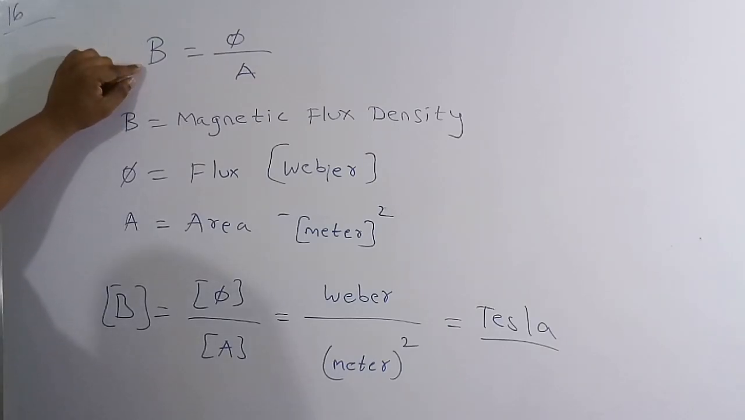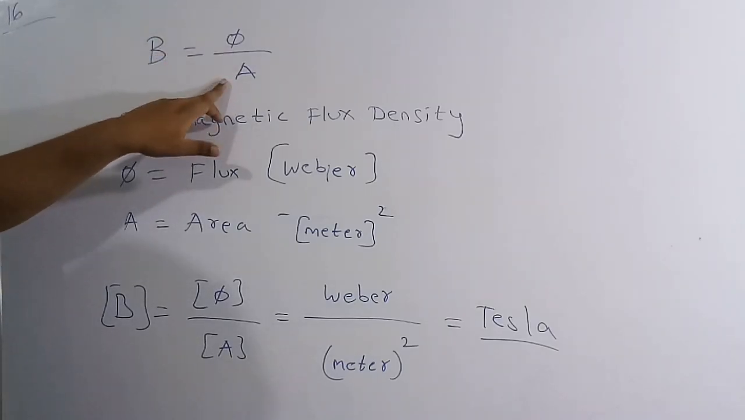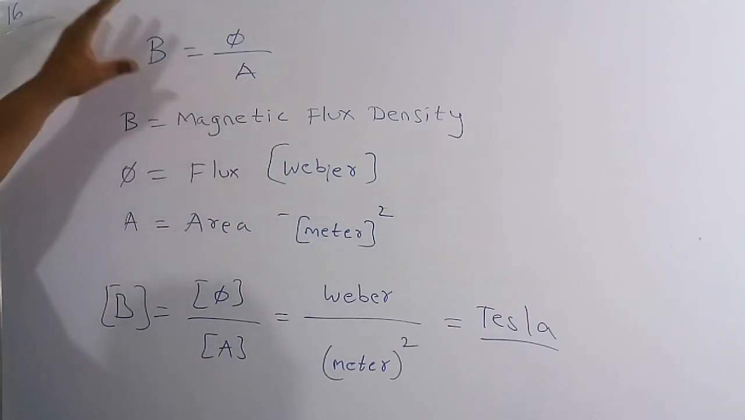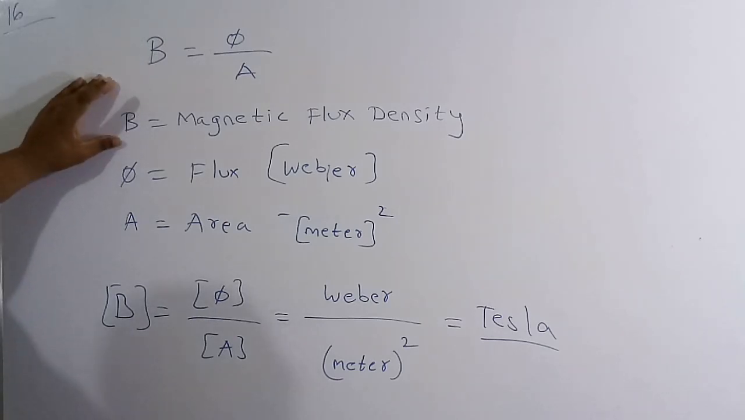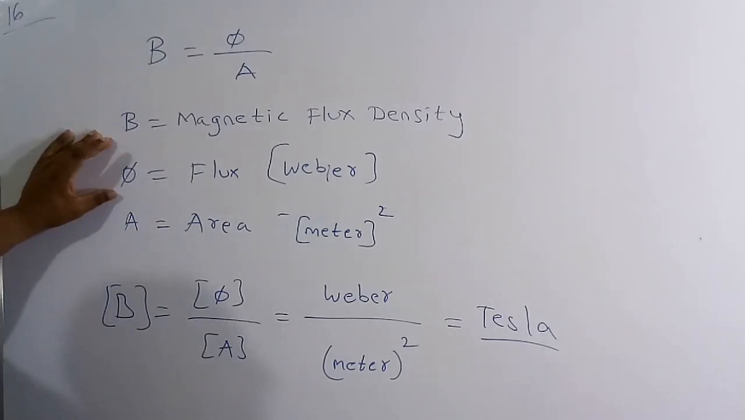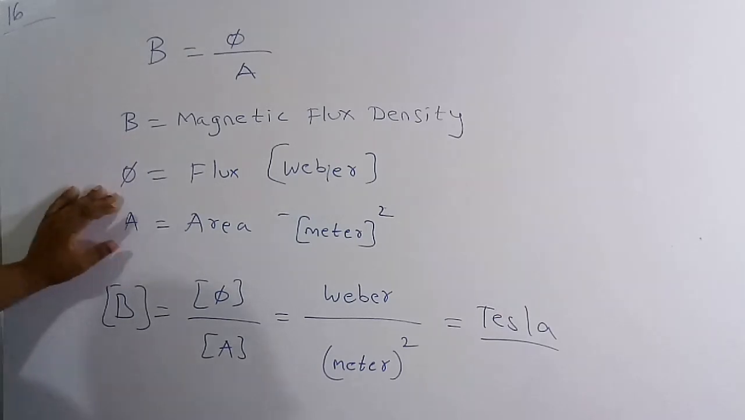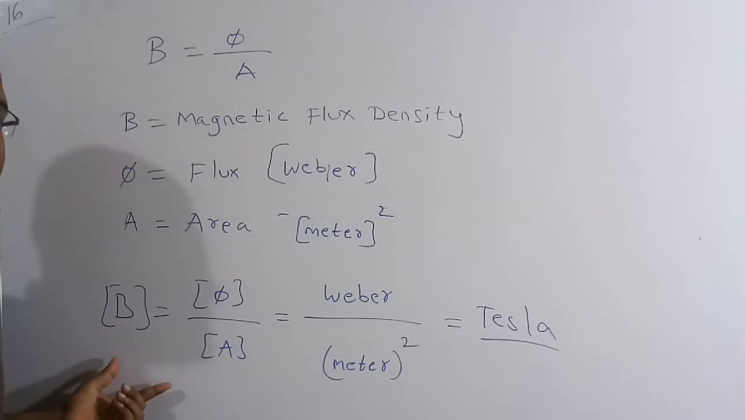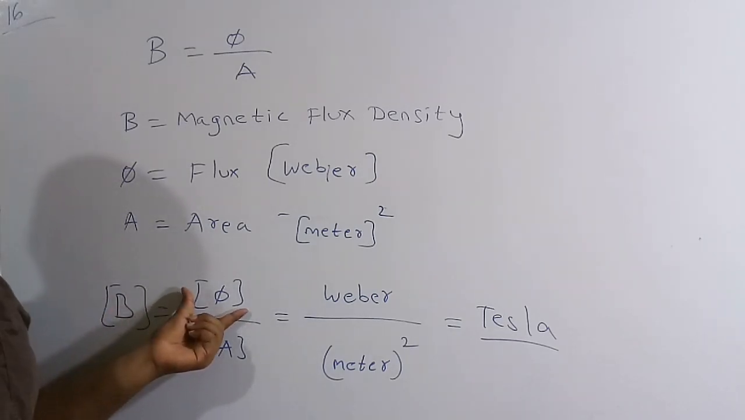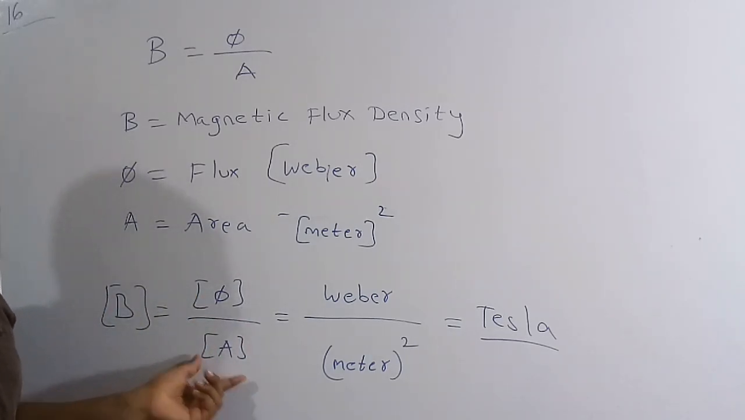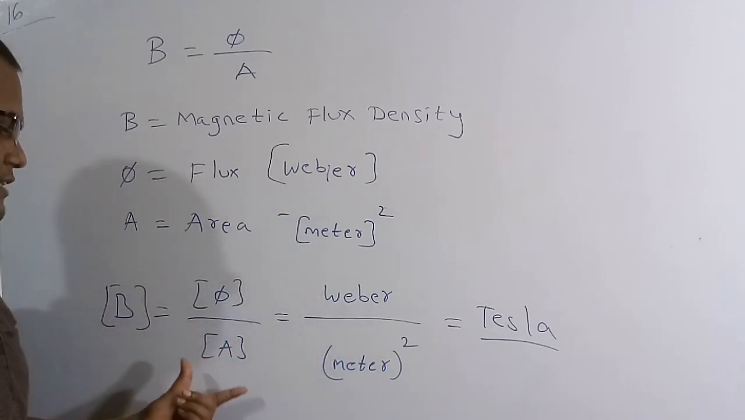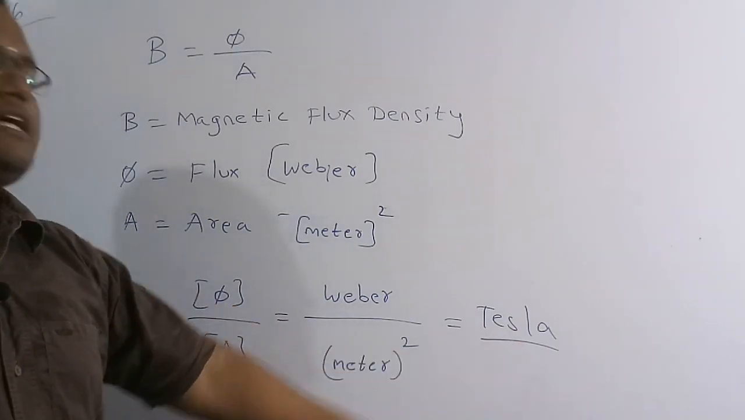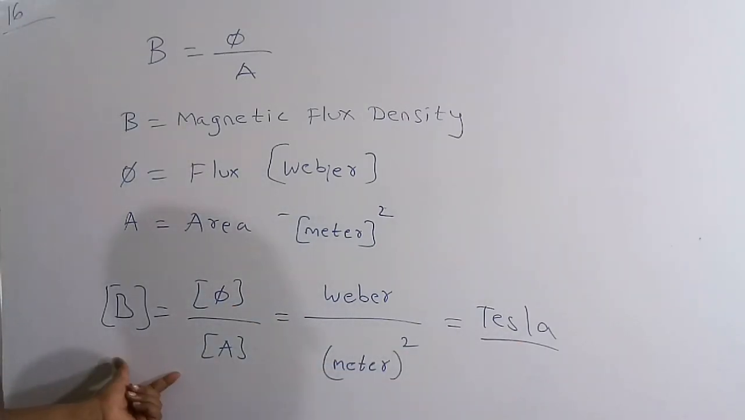Basically, the magnetic flux density is the ratio of the flux per unit area. So in a given small area, how much flux has passed, it is called the magnetic flux density. Here B is the magnetic flux density, phi is the flux whose SI unit is Weber, and A is the area, whose unit is meter square. So if you want to know the dimension of the magnetic flux density, it is the ratio of the dimension of the flux to the dimension of the area. The unit of flux is Weber, the unit of area is meter square. So Weber per meter square is also called the Tesla. So Tesla is the SI unit of the magnetic flux density.